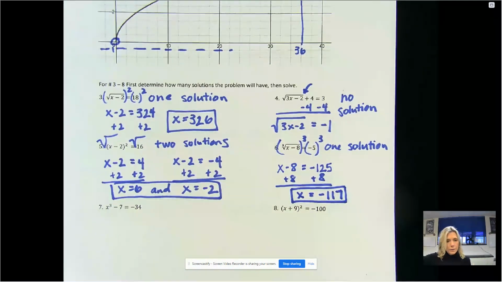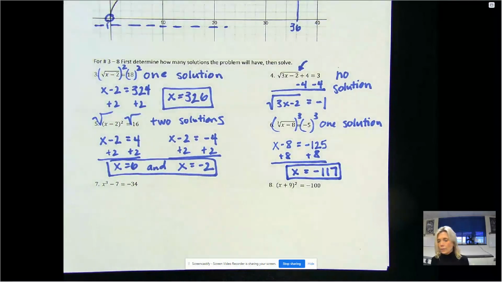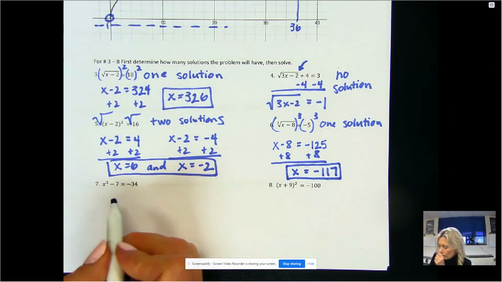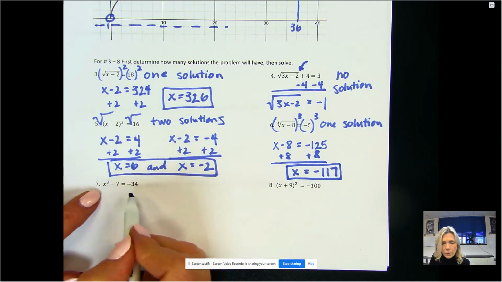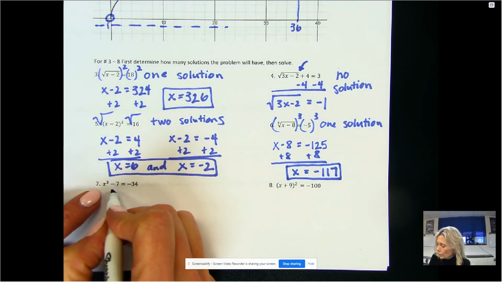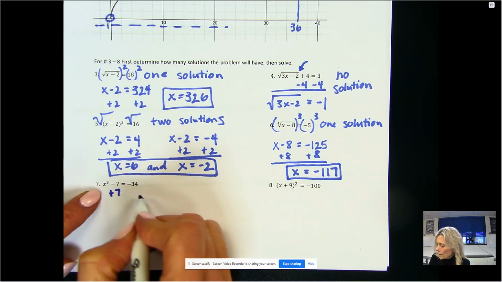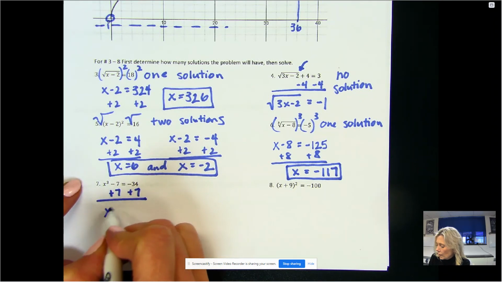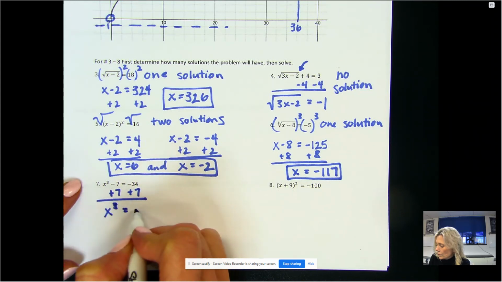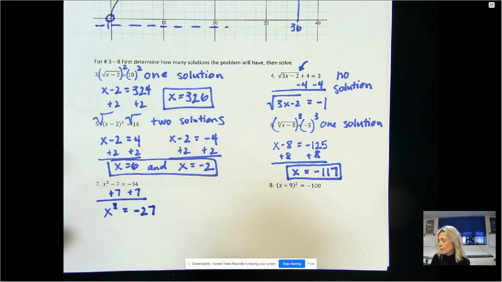All right. Number 7 is an x to the third equation. We need to get the x to the third part of it all by itself, and then we can cube root. So add the 7 to do that. X to the third is equal to negative 27.